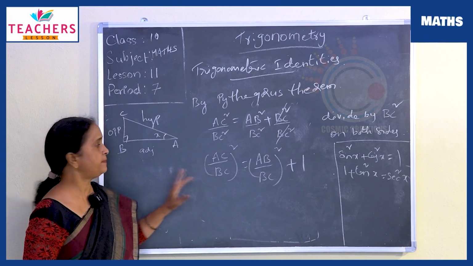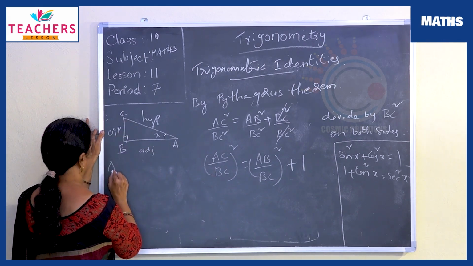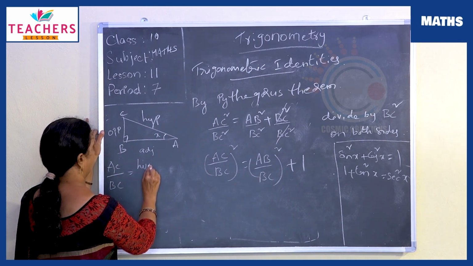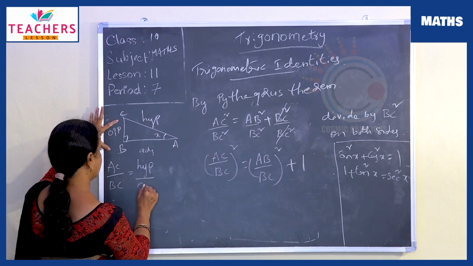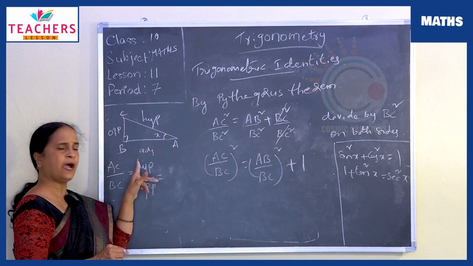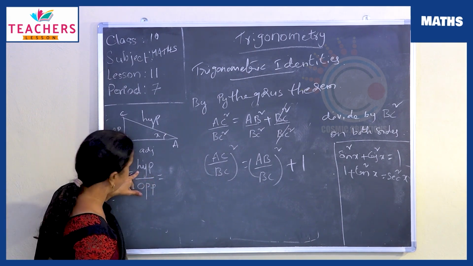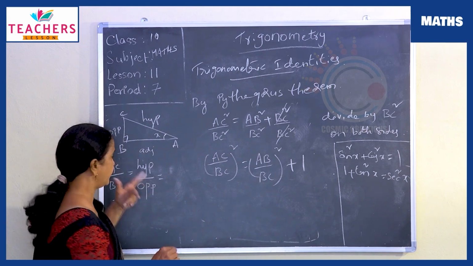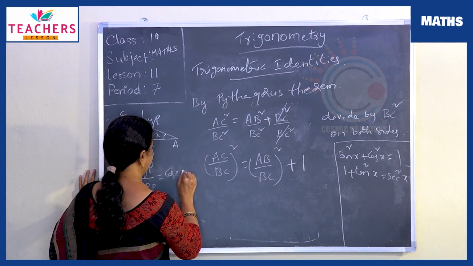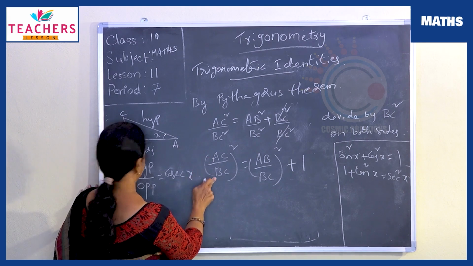Now what is AC by BC? AC means hypotenuse, and BC means opposite. Opposite by hypotenuse means sin x. Hypotenuse by opposite means 1 by sin x, which is cosecant x. This is AC by BC.